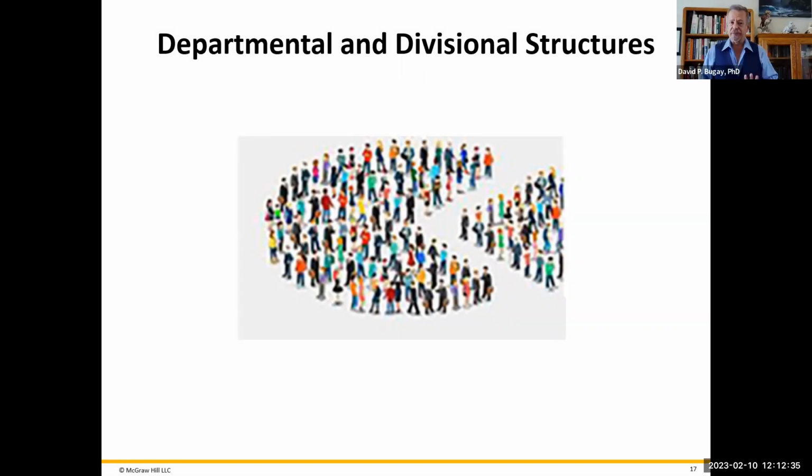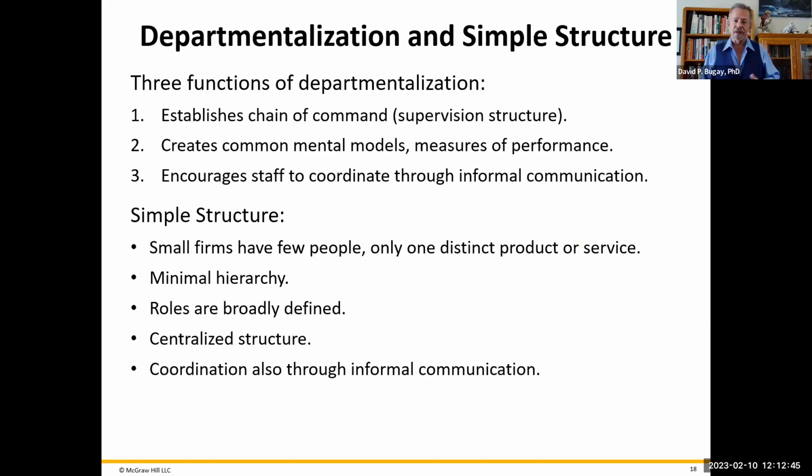A lot of our structures can be department and divisional structures. It depends how big your organization is. If you have thousands, it could be one thing. If you have two, it's a different thing. It depends how you operate and what your goals are. Really, you want to sit down and have a chain of command. You want to have a mental model, some way to measure performance as you go through, and a way to help staff talk to each other through informal communication.